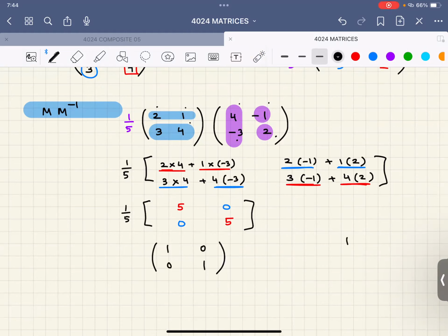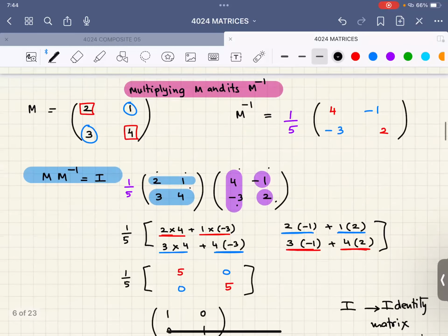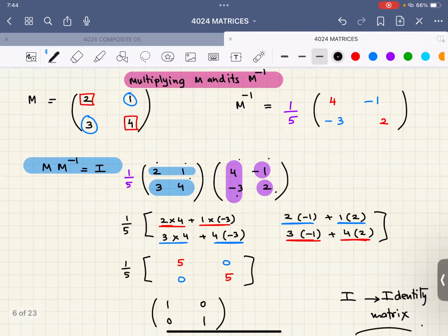This is called an identity matrix. I for identity. This is known as an identity matrix. That means whenever a matrix is multiplied by its inverse, I'll get an identity matrix. That is the first thing.